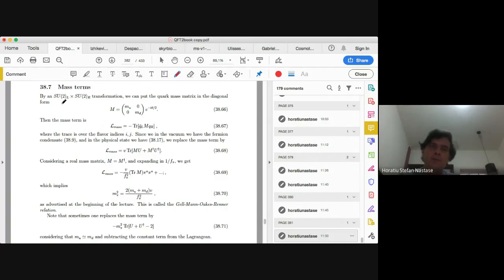And then by using this SU(2) left cross SU(2) right invariance of the Lagrangian without the mass, I can rotate the mass matrix for the quarks, Q bar_i Q_j M_ij. I can rotate it to this diagonal form with m_u, m_d, and a priori also a phase e^(-iθ/2).